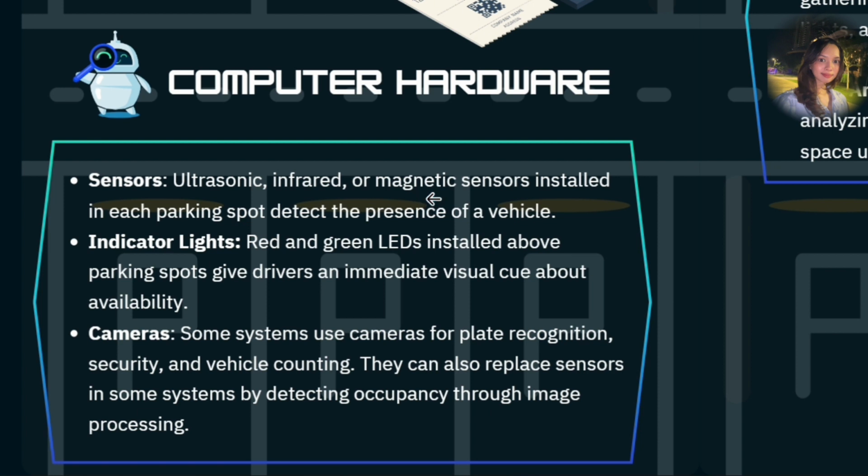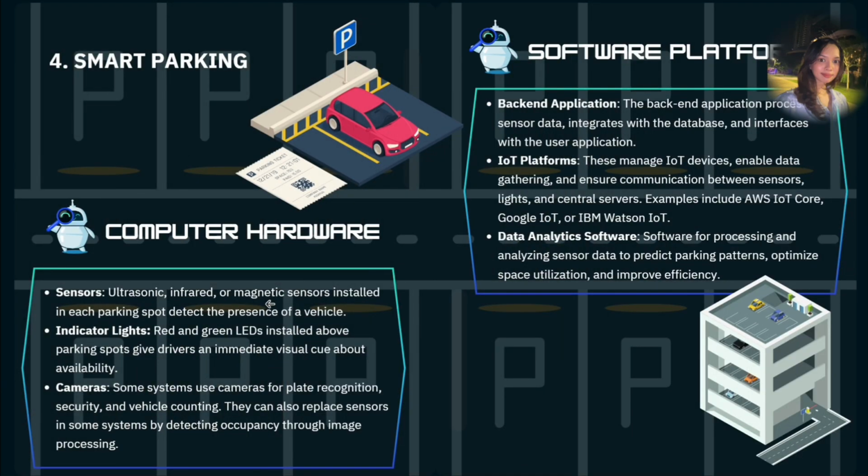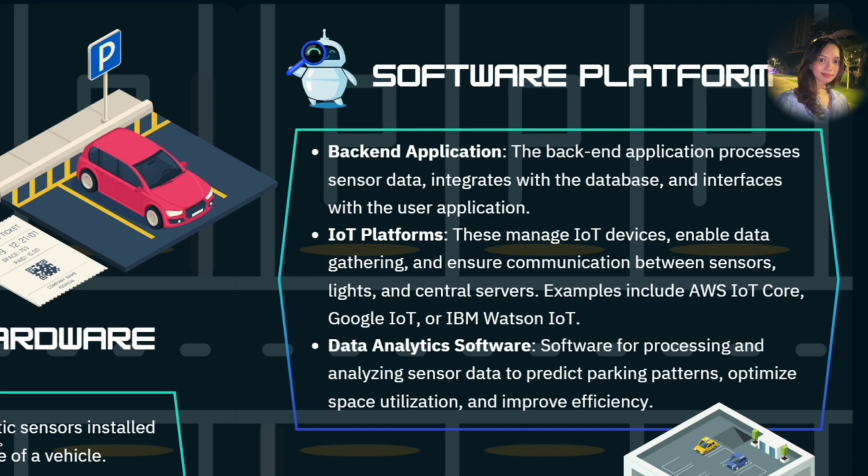Next is indicator lights, where red and green LEDs are installed above each parking spot. Next, we will see the software platform, where the back-end application processes sensor data, integrates with the database, and interfaces with the user application. We also have the IoT platform. This manages IoT devices, enables data gathering, and ensures communication between sensors, lights, and central services. Examples include AWS IoT Core, Google IoT, or IBM Watson IoT.